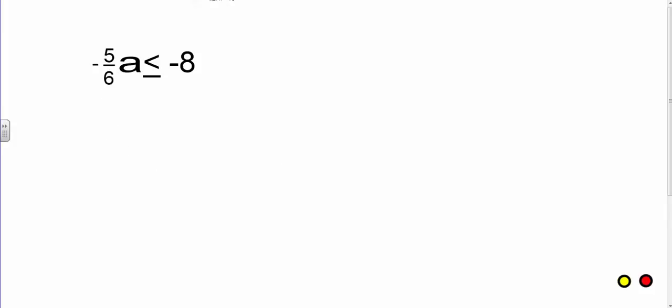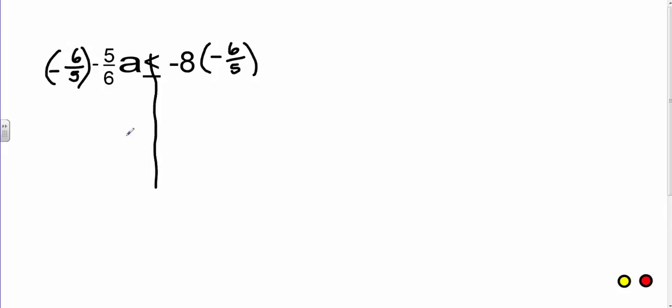Okay, we've got negative 5/6 a. To get rid of the negative 5/6 multiplying by the a, we multiply by the reciprocal, and it's got to be negative because this was negative. So we multiply both sides by negative 6/5. Draw a line down the middle. This goes away because it becomes a 1. This times this gives you 1a. We multiplied by a negative number, so that means we switch the direction of the sign. So now it's greater than or equal to.